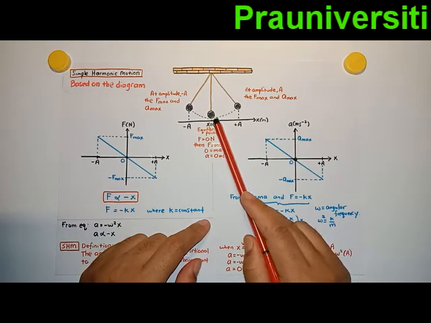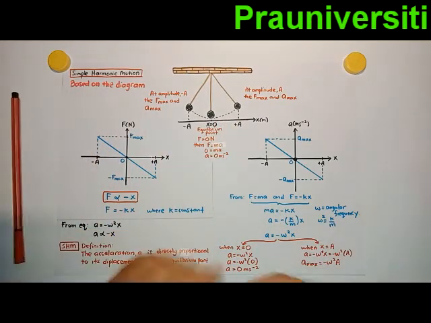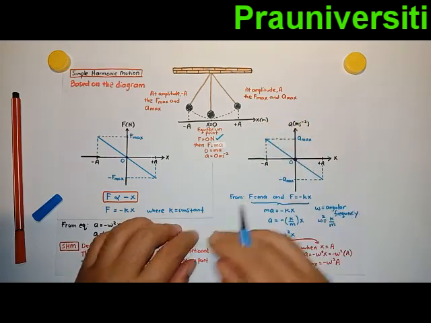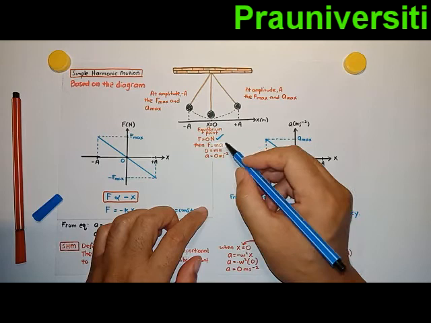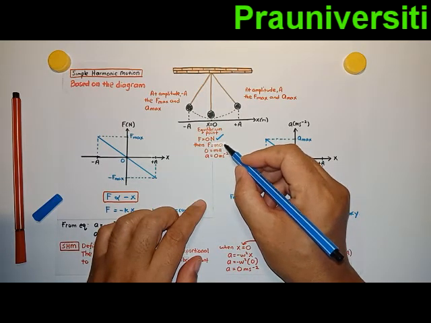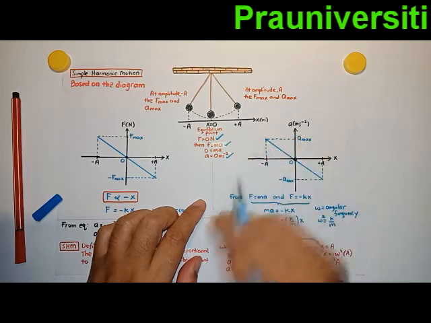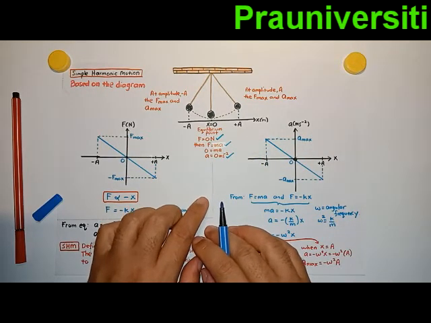So at the equilibrium point, F is equal to 0. When F is equal to 0, based on Newton's second law, of course the a is equal to 0.